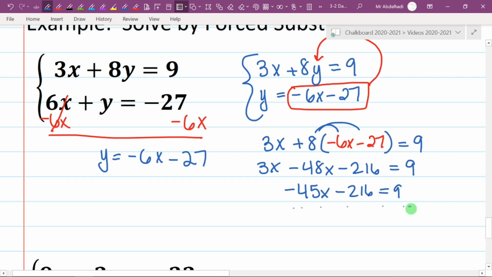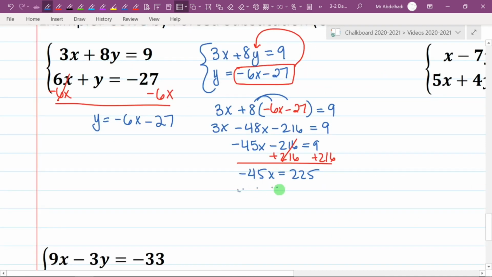We need to get the x by itself, so we'll get rid of this 216. It's negative, so we'll put a positive 1 underneath, which will cancel it out. Now we have -45x equals, that's going to be 225. We're going to divide both sides by -45 to get the x by itself, and we get x equals -5.